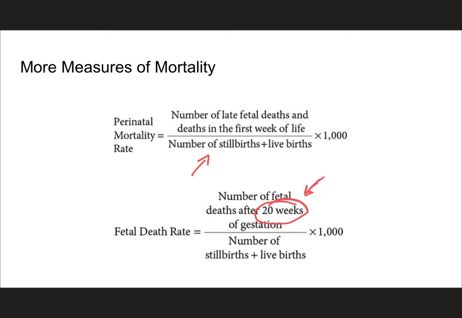But for now, we're still going to be using this number of fetal deaths after 20 weeks, which is more or less the time of viability, divided by the number of stillbirths and live births. We'll see how this changes. It's going to be very interesting.